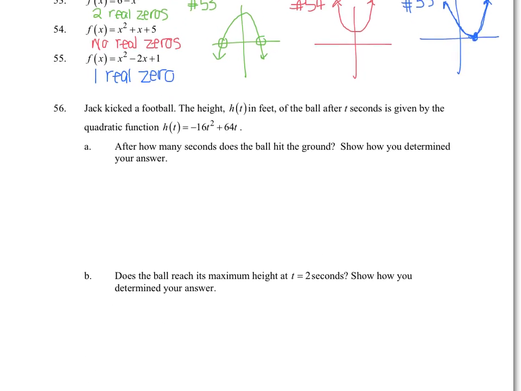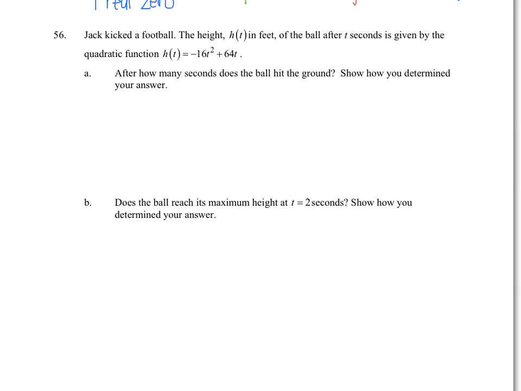Question 56 says, Jack kicked a football. The height, h of t in feet, of the ball after t seconds is given by the quadratic function h of t equals negative 16t squared plus 64t. So part A asks us, after how many seconds does the ball hit the ground? Show how you determined your answer.